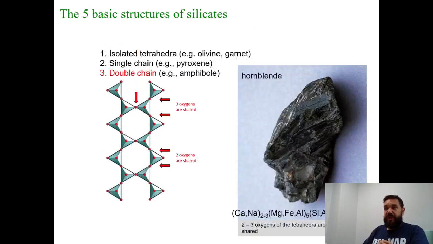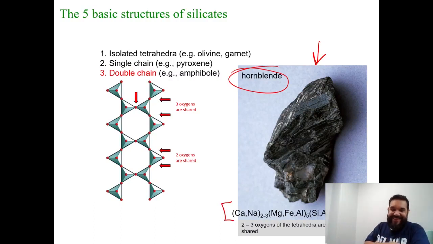Now look at the double chain. The double chain is two single chains connected together. Those are the minerals called amphibole. One of the most common amphibole minerals is hornblende. Look at that nice little mineral formula. Kind of a nasty one. If you ever take mineralogy and become a geology major, you have to memorize all these things.